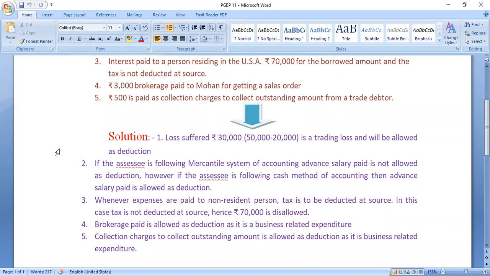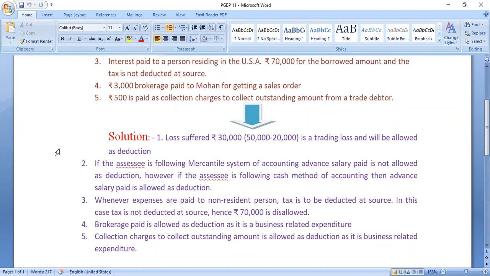Whenever you are paying advance salary, you have to check whether the trader is following this system. If it's following the cash system of accounting, whatever cash payments or cash receipts are recorded, outstanding is not recorded. How much you paid is recorded. Since you have paid advance salary and it is maintaining the cash system, it is allowed a deduction.